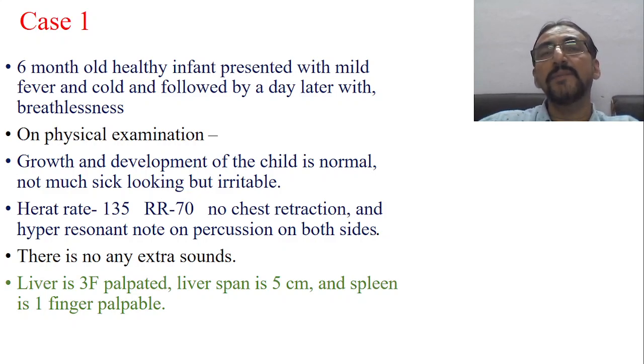You should know the liver span in children. Liver span is the distance between the superior border of the liver to the inferior border of the liver. So in this case the liver span is 5 centimeter. And spleen is also 1 finger palpable. Yes, the tip of the spleen is palpable in newborns or sometimes in neonates. Anyway, now we have to come to a conclusion by looking at this particular case.